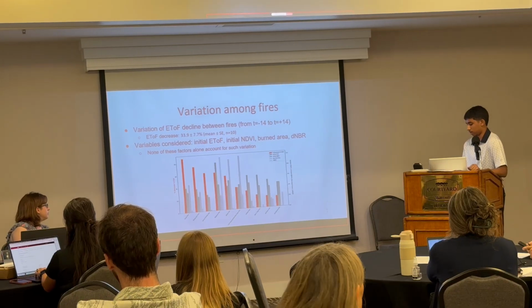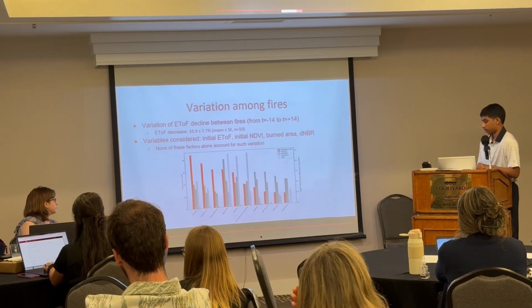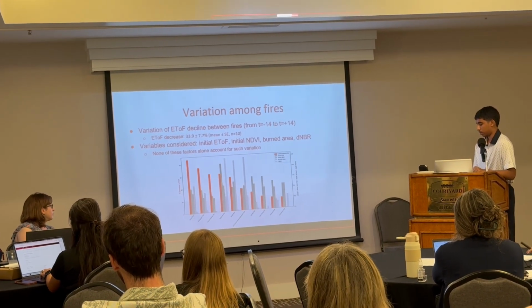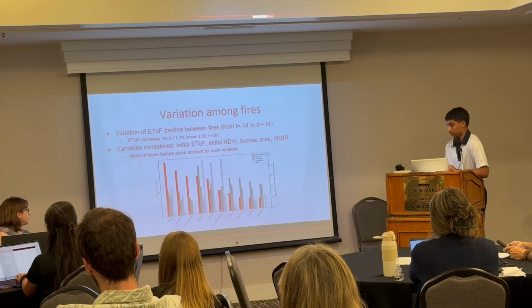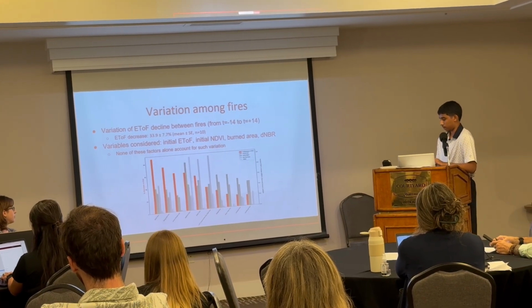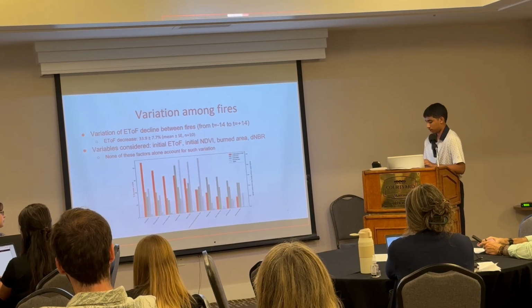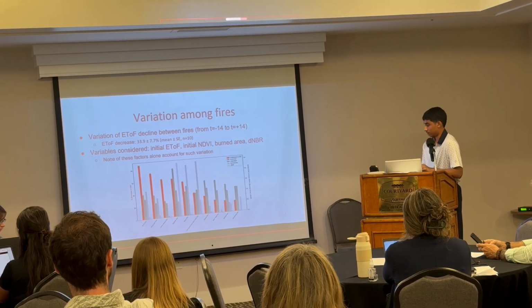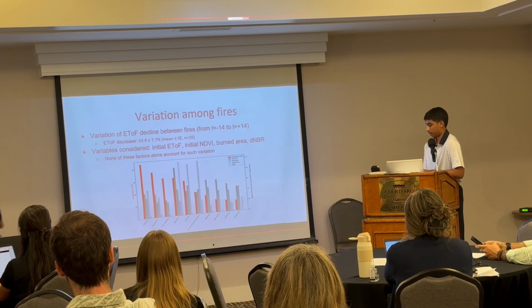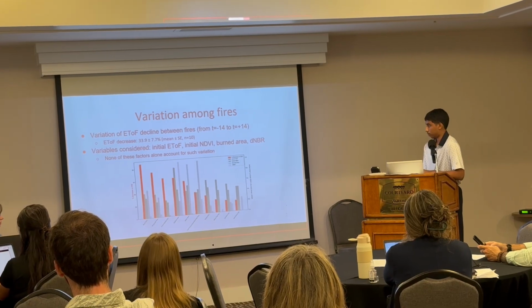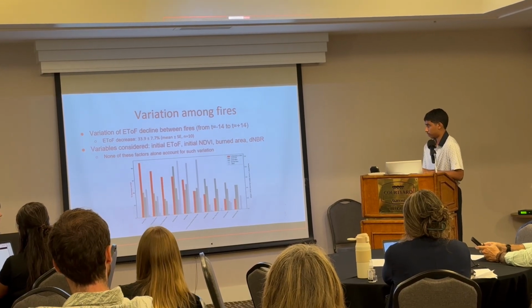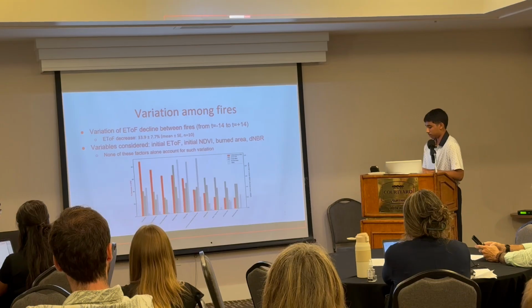And then we tested a bunch of factors like vegetation, like NDVI, initial ETOF, etc. But none of these fully explained or had a high correlation with this percent decrease variation.